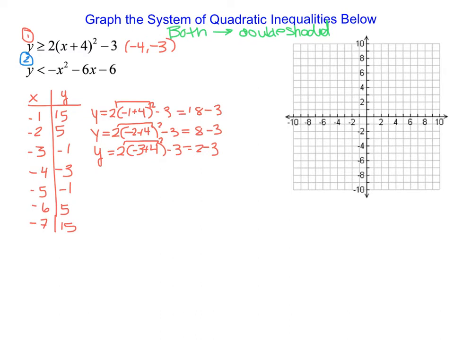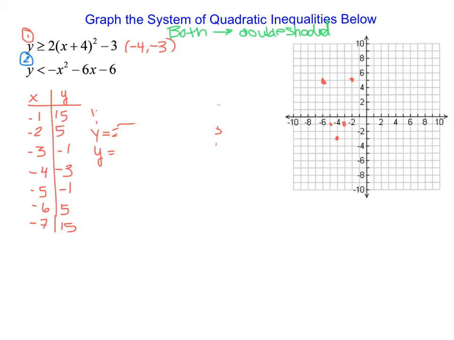So now I have some points for my graph. So if I plot my vertex first, I have negative 4, negative 3, and then I go up to negative 1 around that, then I go up to 5. And then that next point of 15 is off of the graph, so I'm going to leave that as is. I'm not going to try to graph that. Now, I'm going to erase my work here just to give myself a little bit more room.